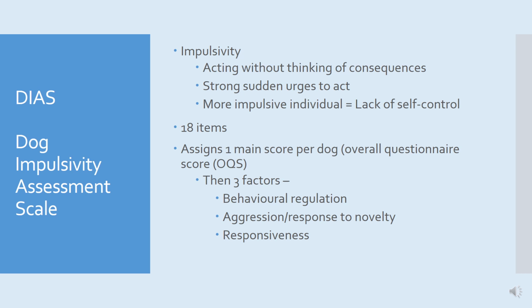The first factor relates to behavioural regulation. The second to the dog's tendency for aggression and response to novelty. And the third factor relates to the dog's responsiveness. So if you log on to the site and you use the scales, you'll get a score for overall, but also for the individual components. And there is some advice given to you about what you can do in those situations as far as interpreting them and what help might be required.